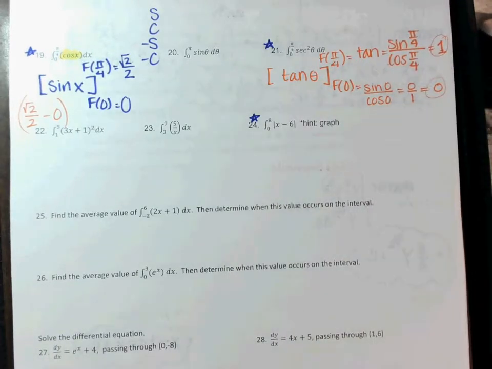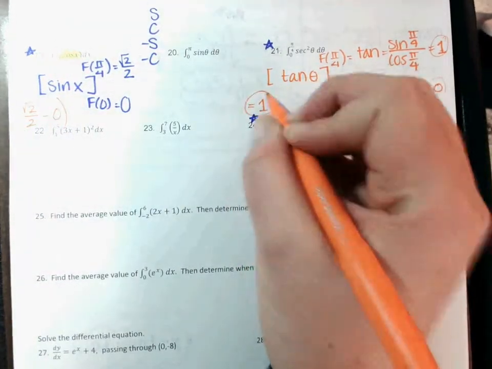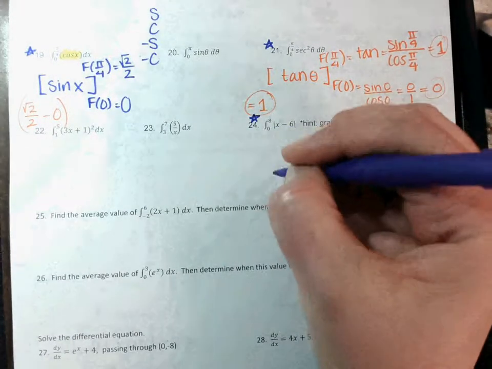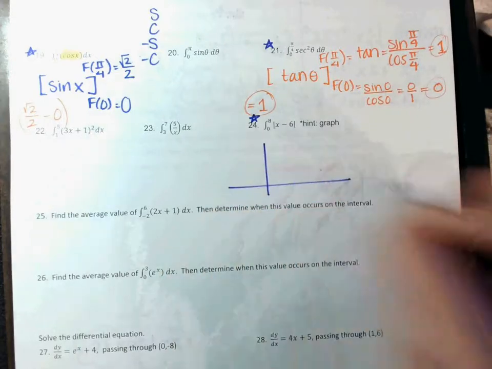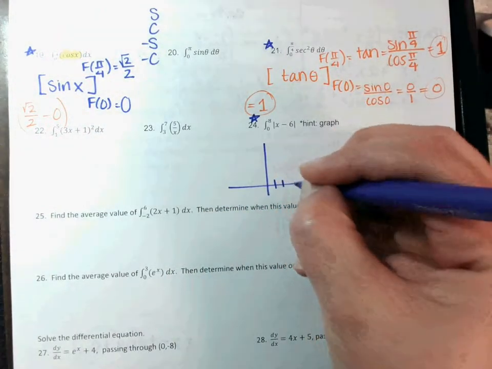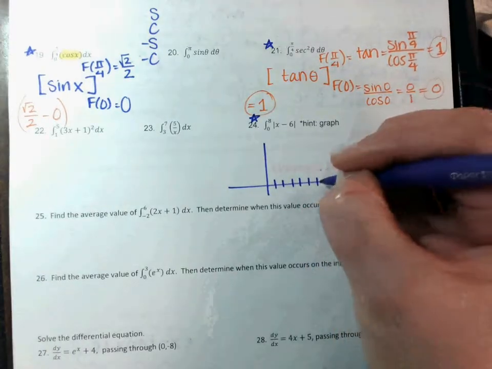Subtract. 1 minus 0 is 1. Okay, last one that I'm going to do with you, 24. Okay, you have to graph it. Do you want me to graph it for you? You can do it. Which way does minus 6 shift the graph? To the right. Okay, so 1, 2, 3, 4, 5, 6. Then draw your V.